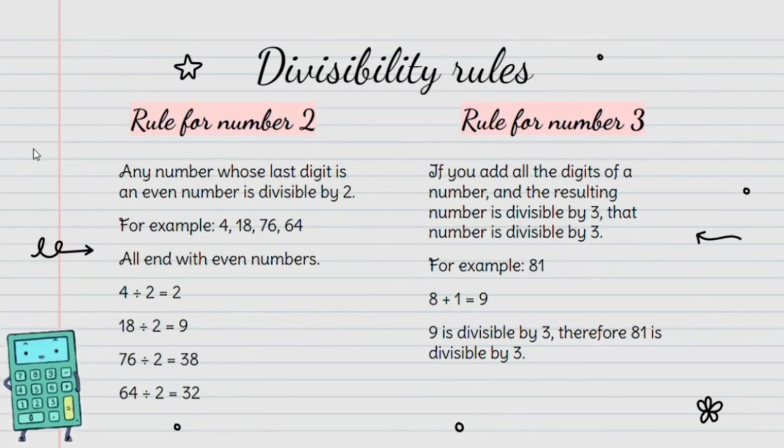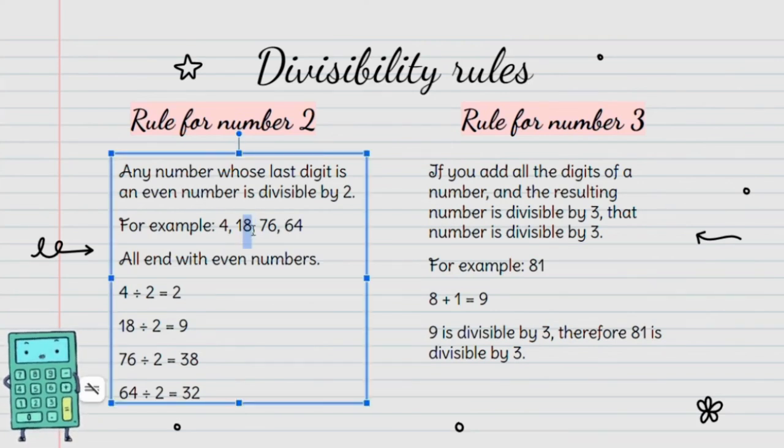Okay, so let's start with number 2. An easy trick to remember is that any even number is divisible by 2. Or another way you can say it is the last digit of the number has to be an even number because it has to be divisible by 2. So I've given you some examples here and you can check it out for yourself with a calculator.